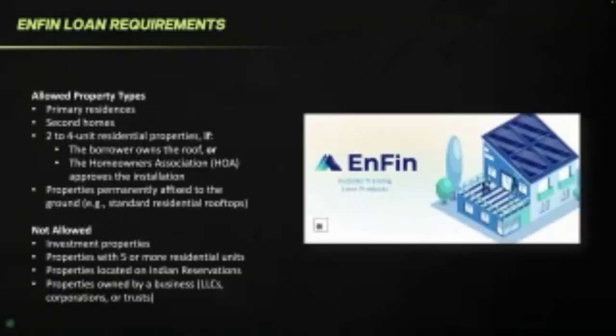So what are some of the allowed property types for Enfin loans? Primary residences, second homes, 2 to 4 unit residential properties if the borrower owns the roof or the HOA approves the installation. And then properties permanently affixed to the ground. Standard residential rooftops for like mobile homes, right?